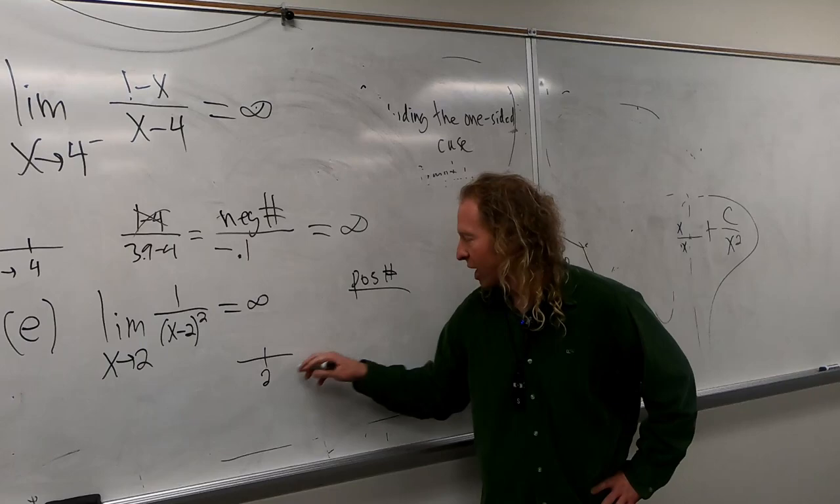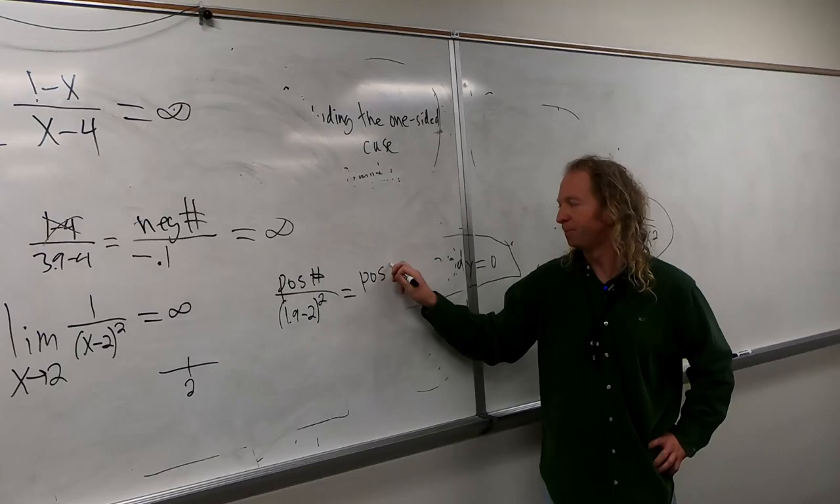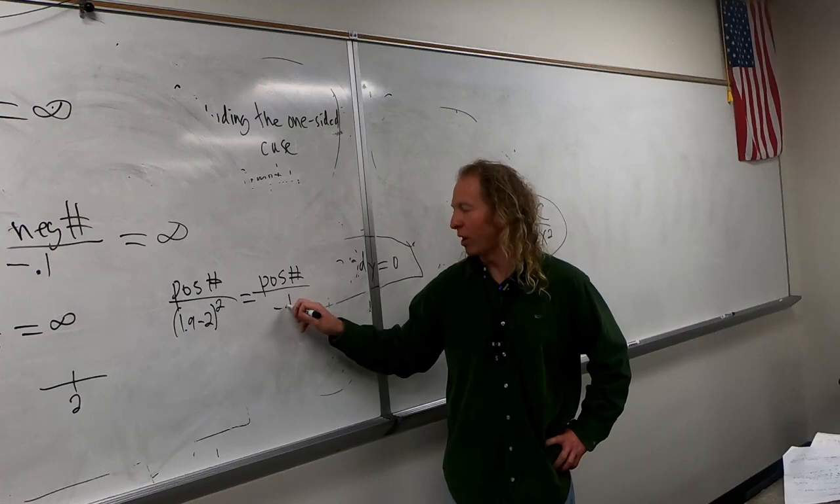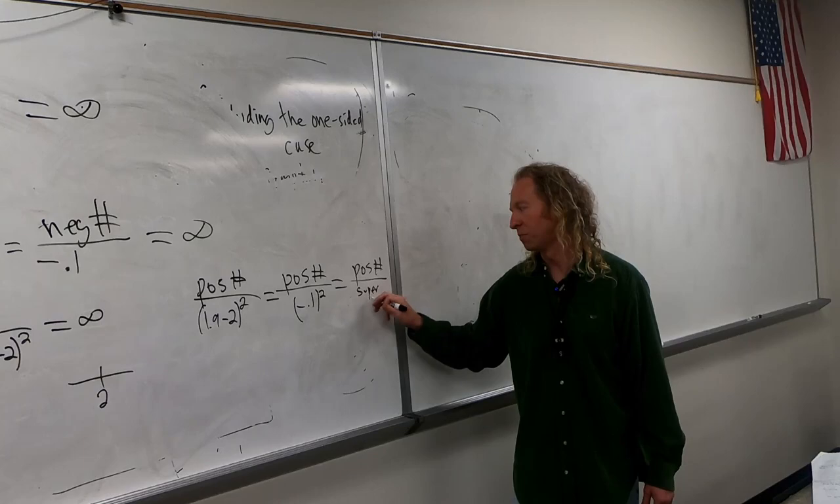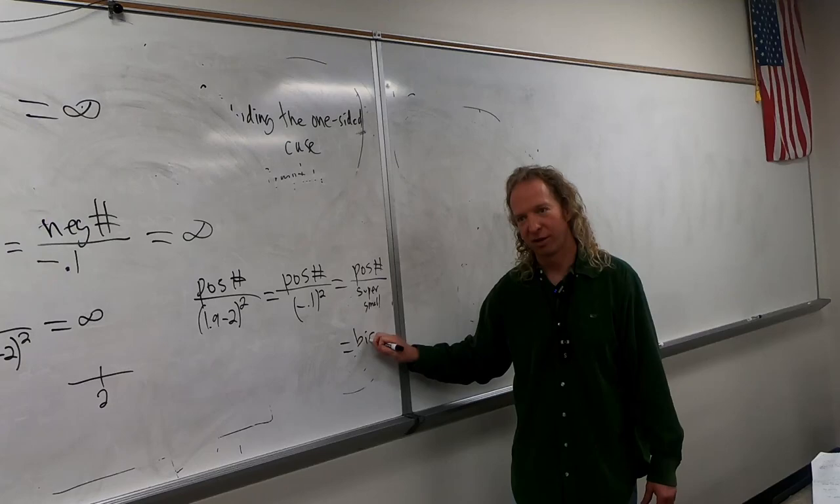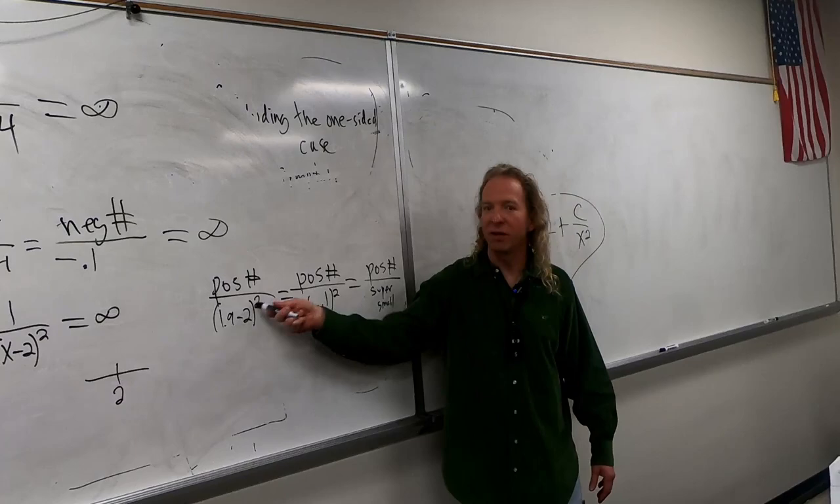1.9 minus 2, you get a negative 0.1, and then you square it. When you square a number between 0 and 1, it becomes even smaller. So this is going to be a positive number over something super small. So it's big. So it's infinity. When you square it, it becomes positive no matter what.